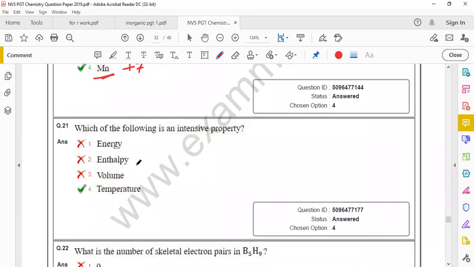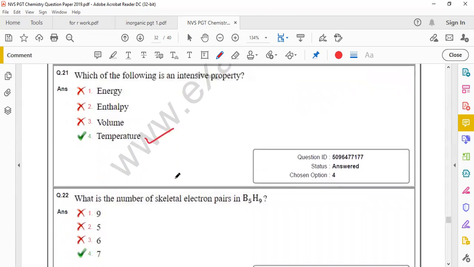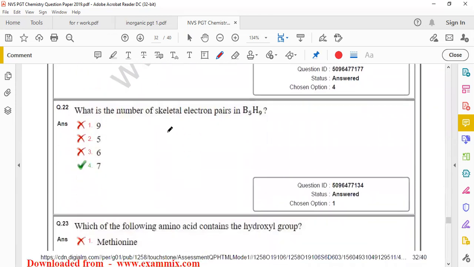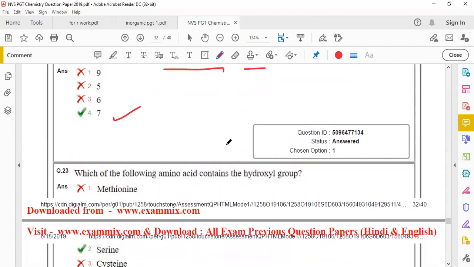Now here we can say which of the following is an intensive property. Intensive property depends on the nature of the matter. So it will be temperature. Next question is, what is the number of skeletal electron pairs in B5H9? In B5H9, the number of skeletal electron pairs will be 7. It is an electron deficient species, boron.